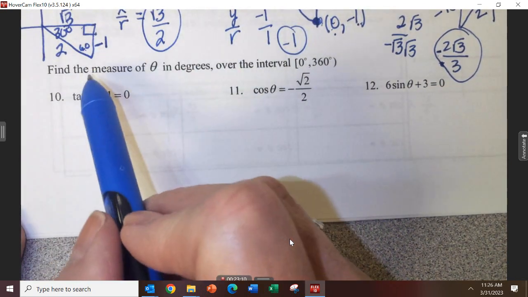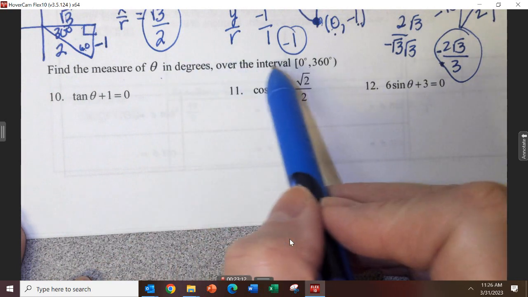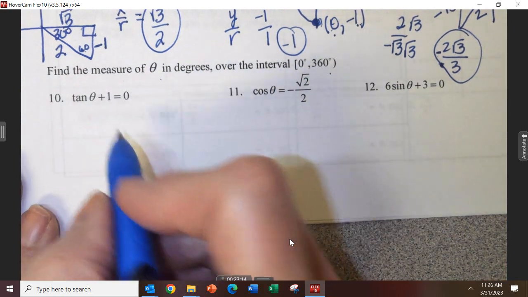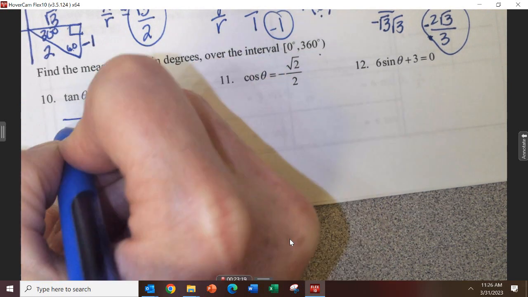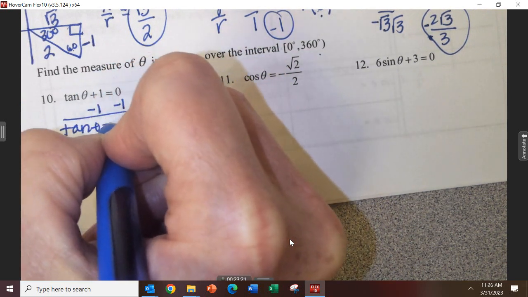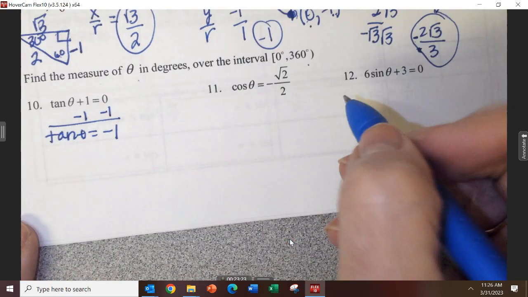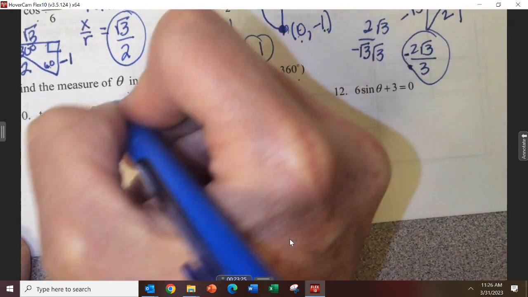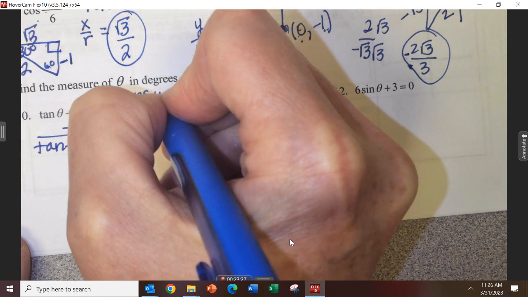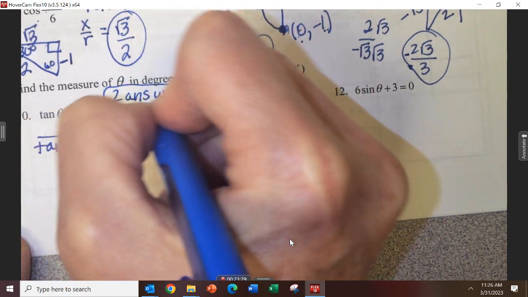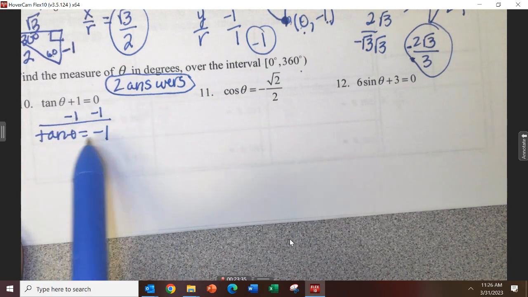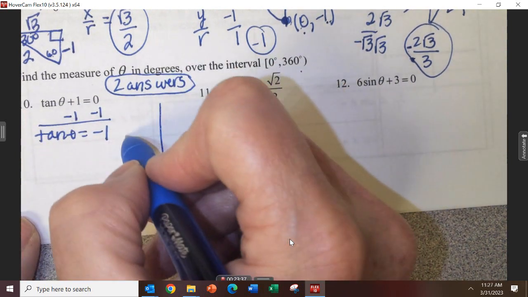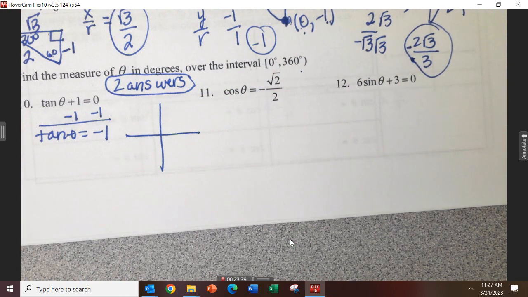We're going backwards now. Find the measure of the angle over the interval from 0 to 360. To solve this, I'm going to subtract 1, subtract 1. I have tangent of some angle has to equal -1. Guys, for all of these, you should get 2 answers. 2 answers for all of these types. Okay? So I subtracted 1. I have tangent of theta equals -1. Anybody think they know what one of the answers might be?